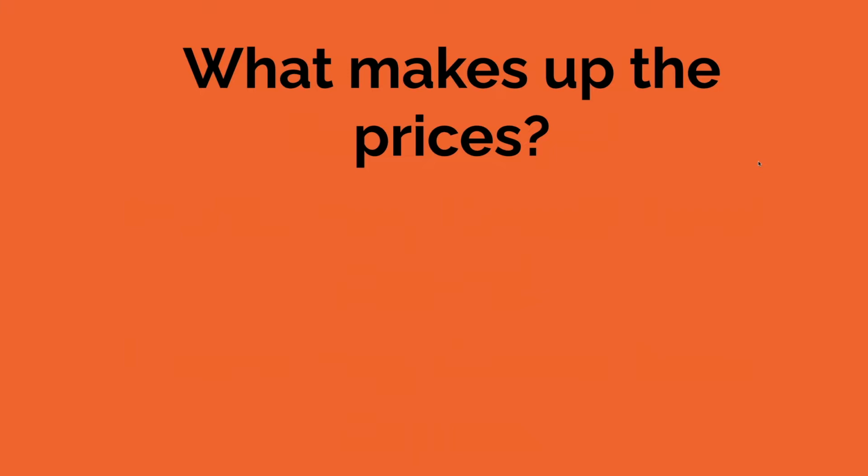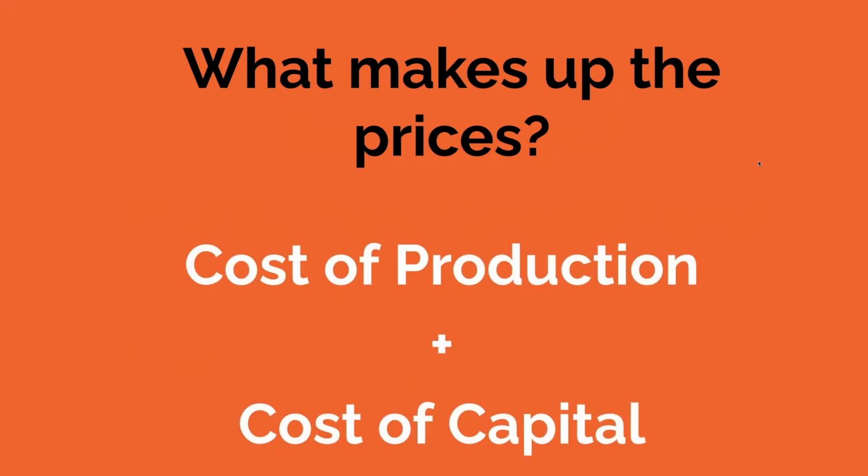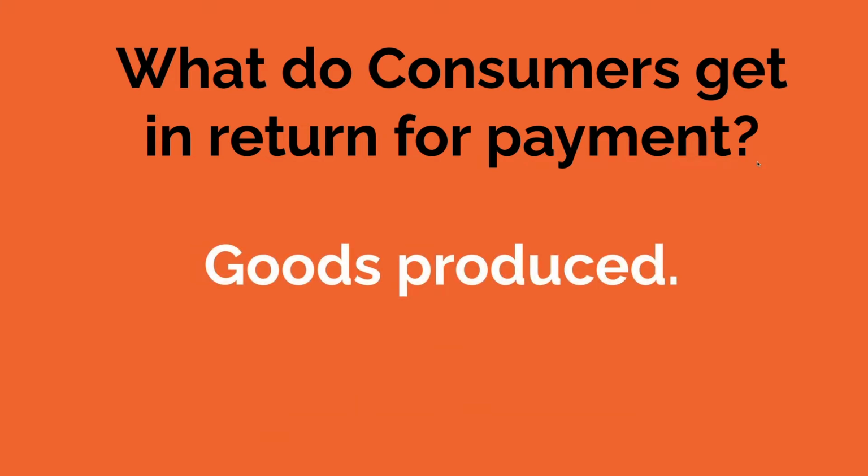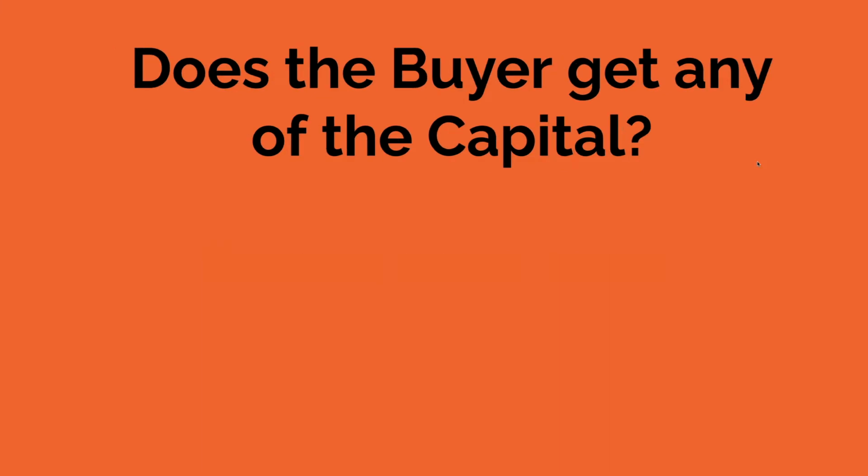What makes up prices of goods and services? Well, there's a cost of production and there's a cost of capital. What do consumers get in return for payments for goods and services? They get the goods produced. Does the buyer get any of the capital? No.